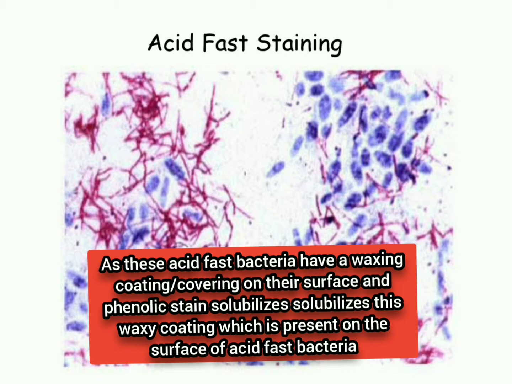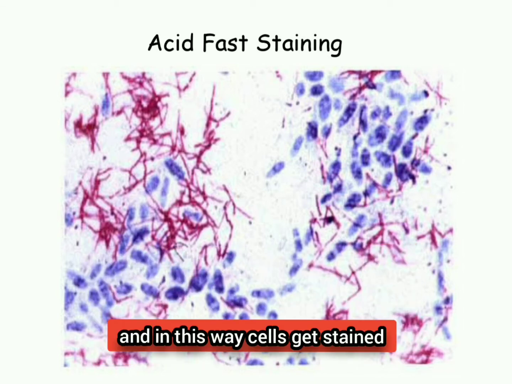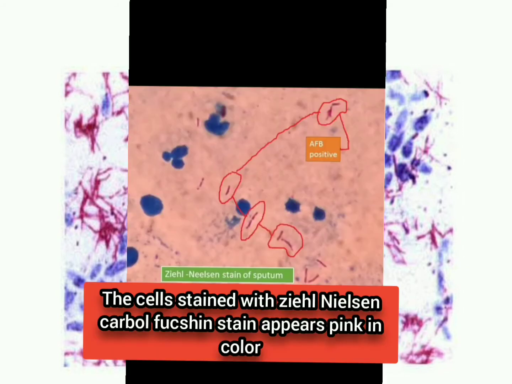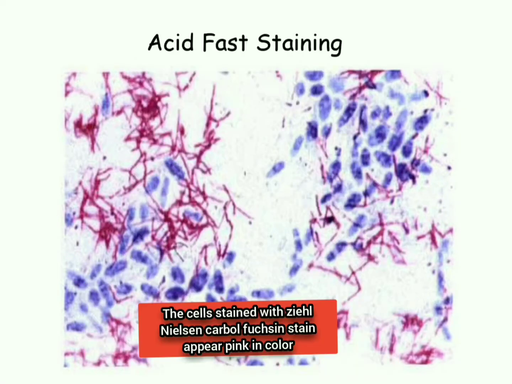solubilizes this waxy coating which is present on the surface of the acid-fast bacteria, and in this way cells get stained. The cell stained with Ziehl-Neelsen carbol fuchsin stain appears pink in color.